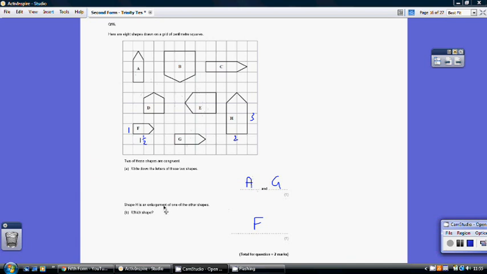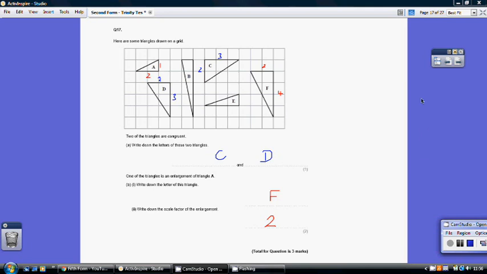Now shape H is an enlargement of one of the other shapes. So here's shape H. We're just looking for a smaller shape which is proportional to this. Now if you look at F, you can see it's the same shape, just smaller. But all the lengths are half as big. The base of the rocket, if you like, is 1 and not 2. And then the side of the rocket is 1.5 rather than 3. So H is an enlargement of shape F.